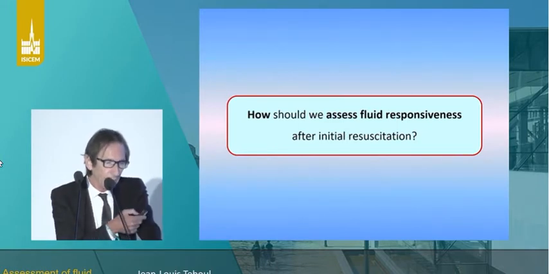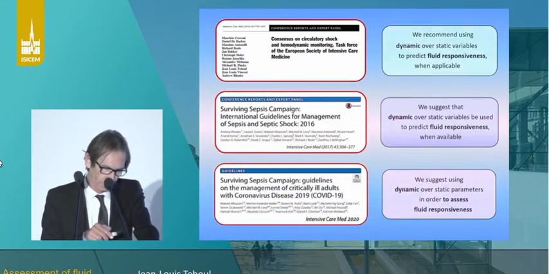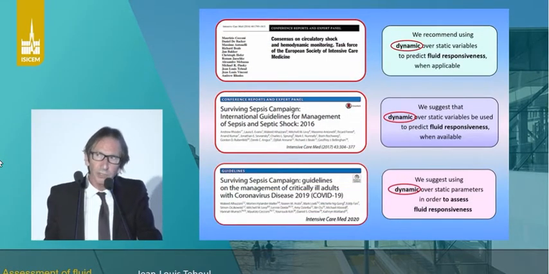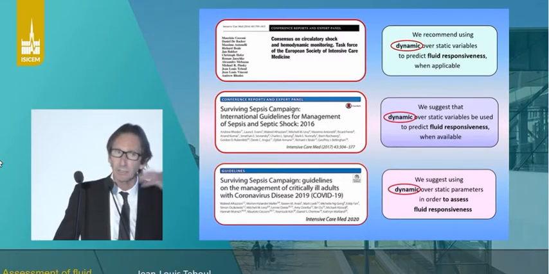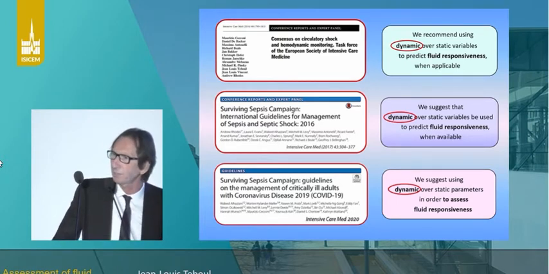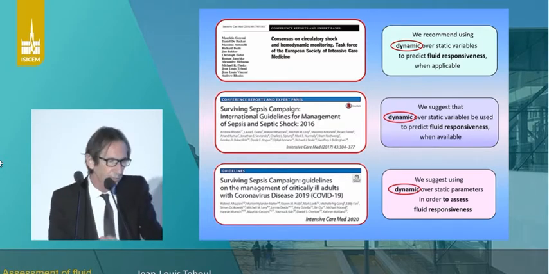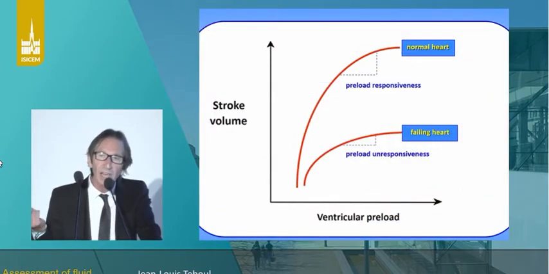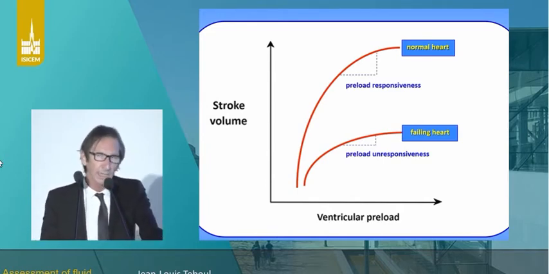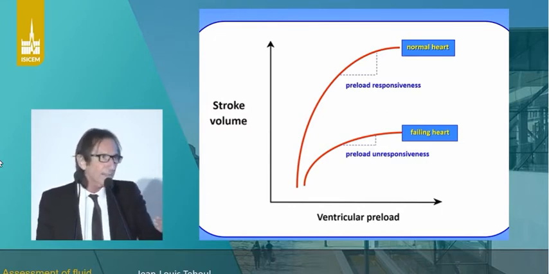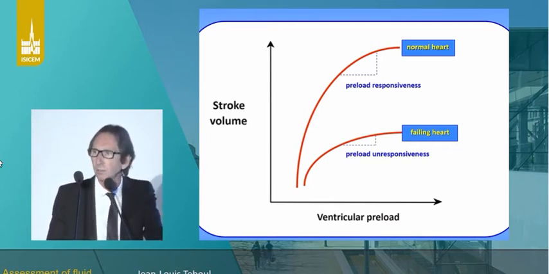Okay, now how should we assess fluid responsiveness after the initial resuscitation? It is recommended now by many international societies like the Surviving Sepsis Campaign, like the European Society of Intensive Care Medicine, etc., to use dynamic over static variables to predict fluid responsiveness. But what is a dynamic variable? If I refer again to this Frank-Starling mechanism, I can say that there is not only one single Frank-Starling curve, but a family of curves between a normal heart and a failing heart.